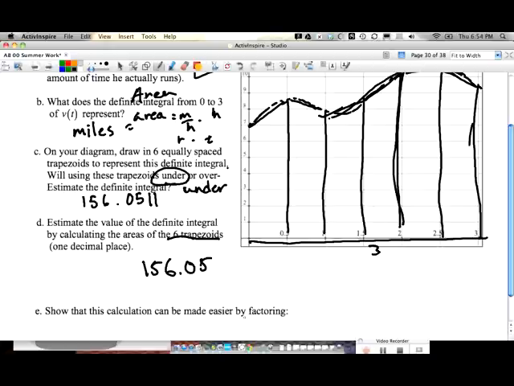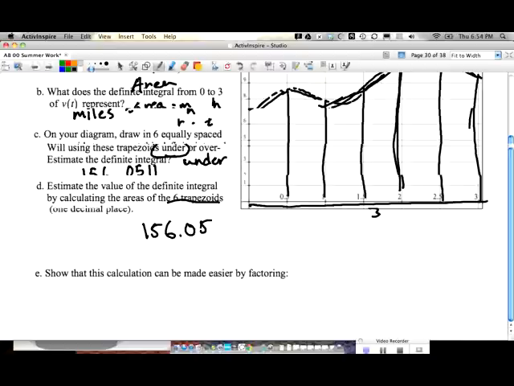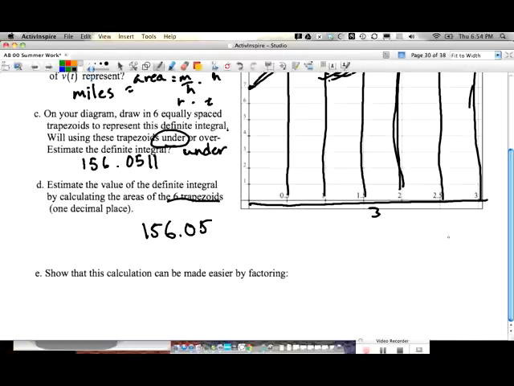156.05. Show this calculation can be made easier by factoring. Well, we kind of did that, and that's what's implied here. I kind of already did that looking at the formula ahead. When you factor some stuff out, you don't have to repeat as many things, and you can just do the one calculation. So we're going to cross it out and keep on moving.